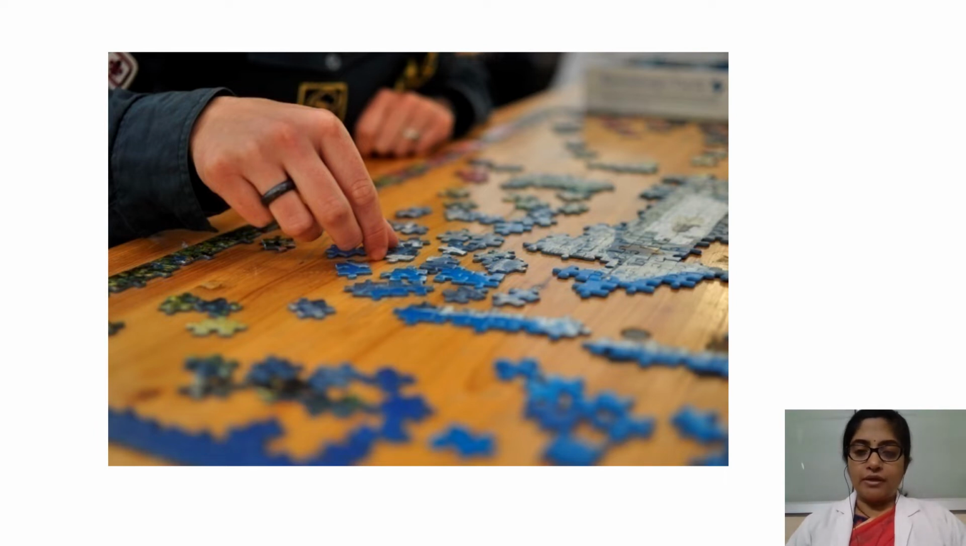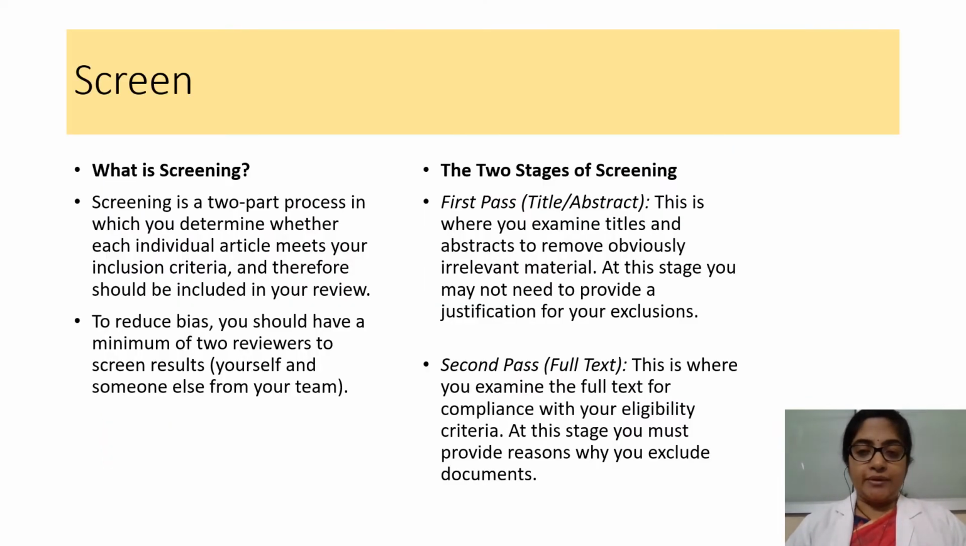We have seen in part 2 up to the search strategy, and now, as you can see in the pictures, we have a lot of pieces that we have gathered from the search, and we have to join them together. This is our jigsaw puzzle, and we have to make sense out of it. So after we have run the search, next comes the screening, right?